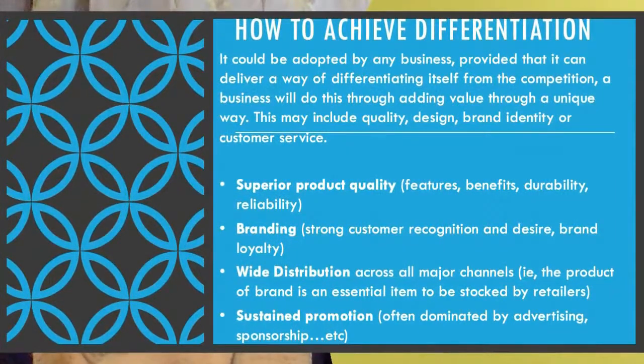Now, how to achieve differentiation? It could be adopted by any business provided that it can deliver a way of differentiating itself from the competition. A business will do this by adding value in a unique way. This may include quality, design, brand identity, or customer service. Superior product quality includes features, benefits, durability, and reliability. For example, if you compare AirAsia and Singapore Airlines, probably the seats you get would be more comfortable in Singapore Airlines.